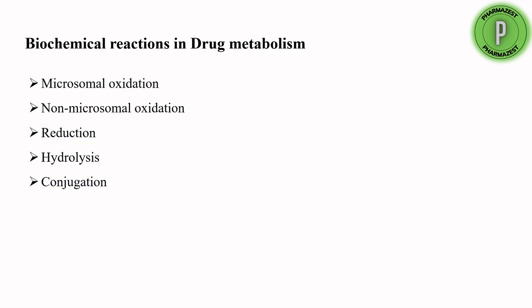Now we have different biochemical reactions in drug metabolism. The overall drug metabolism takes place by different biochemical reactions. These are: first, microsomal oxidation; second, non-microsomal oxidation; third, reduction; fourth, hydrolysis; and fifth, conjugation. The overall drug metabolism can take place by any of these five types of biochemical reactions.